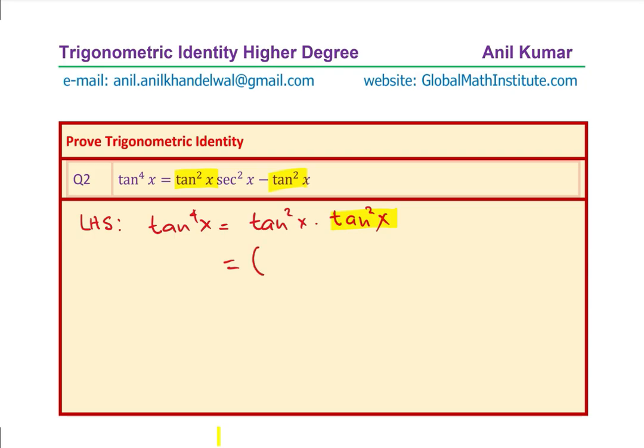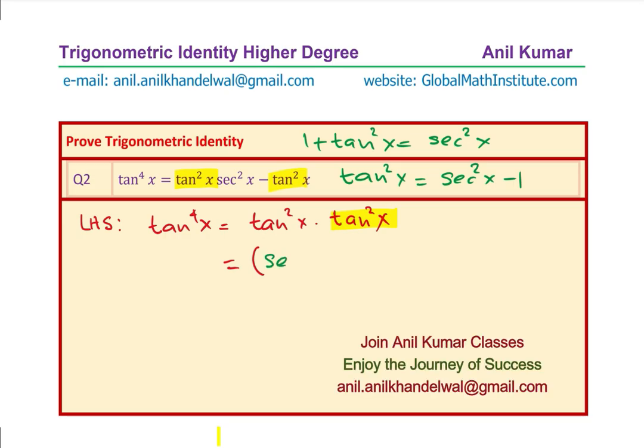Well, the identity is, let me write down here, 1 plus tan square x equals secant square x. And therefore, tan square x can be written as secant square x minus 1. So that is what we are going to write here. So tan square x as secant square x minus 1, and we already have tan square x outside. Now if you distribute, you get your result, which is tan square x secant square x minus tan square x. Perfect. So we got this one also.